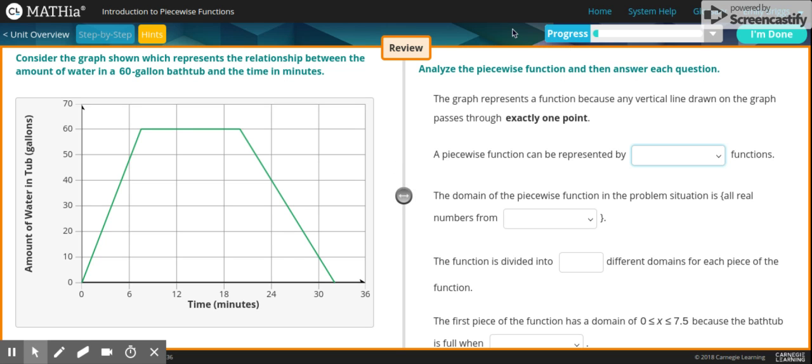Hi guys, today I'm going to be doing the introduction to piecewise functions. So we're supposed to analyze the piecewise function and then answer each question.